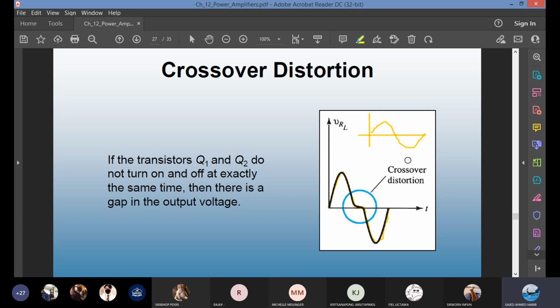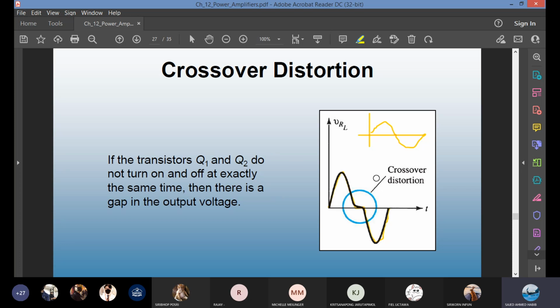And from the negative side, when you try to come back to the positive side, you are crossing over to the other peak. And this distortion happens during the crossing, if the two are not properly synced to turn on and off.